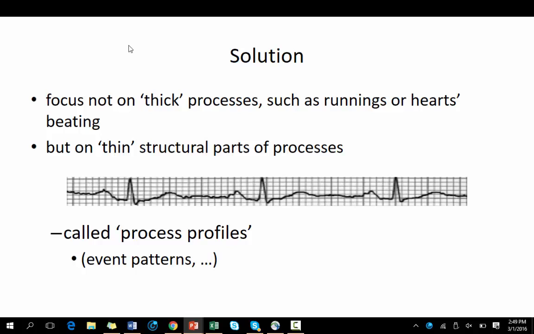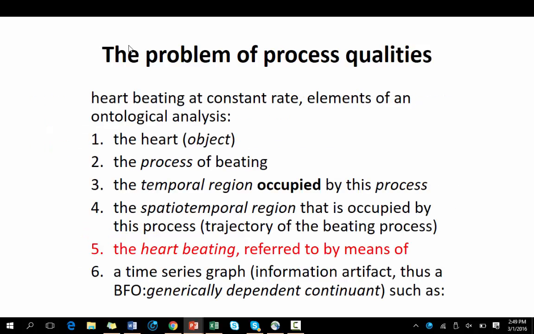So we're going to focus on thin processes. There are thick processes like running, and then there are thin processes like burning oxygen. And those thin processes, I call them process profiles. I'm not totally happy with this term. Event patterns, thin processes, streamiform structural parts of processes are all almost equally good candidates, but none of them is overwhelmingly better than process profile. And then we can solve this problem because we are dealing with the heart beating process. This is a 35 per minute heart beating process, which is a subtype of heart beating process, which is a subtype of beating process, which is a subtype of process.